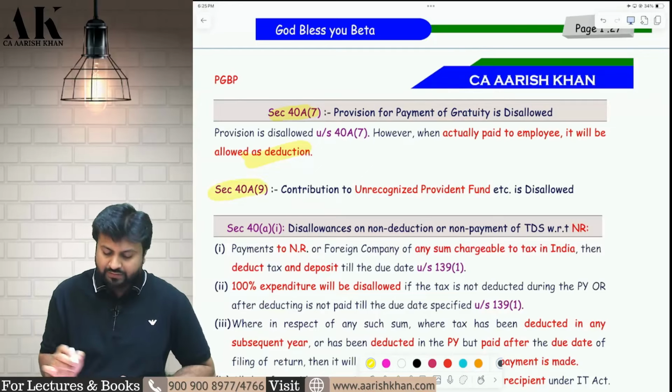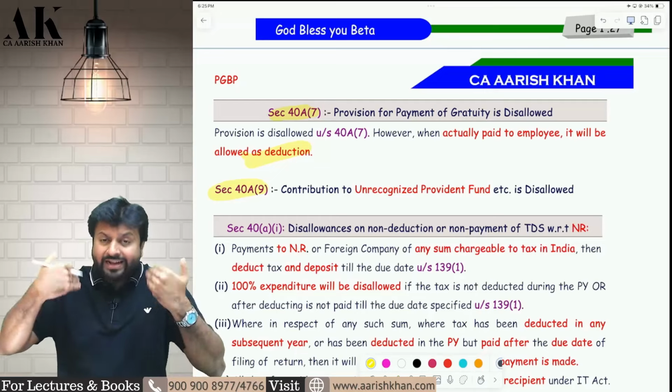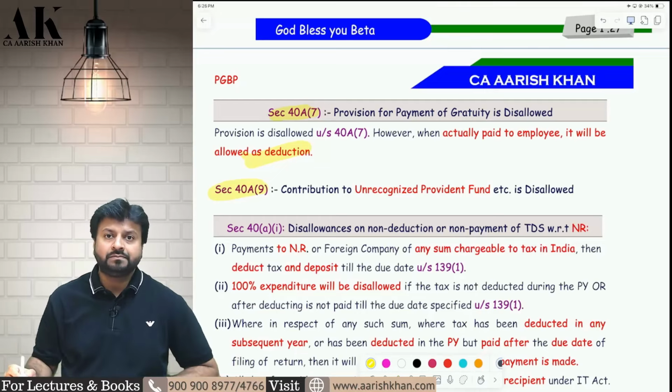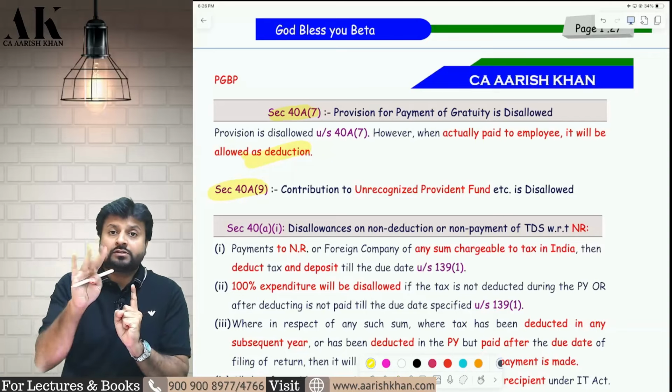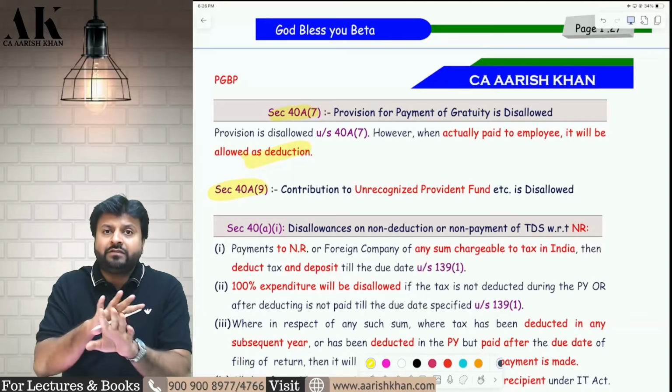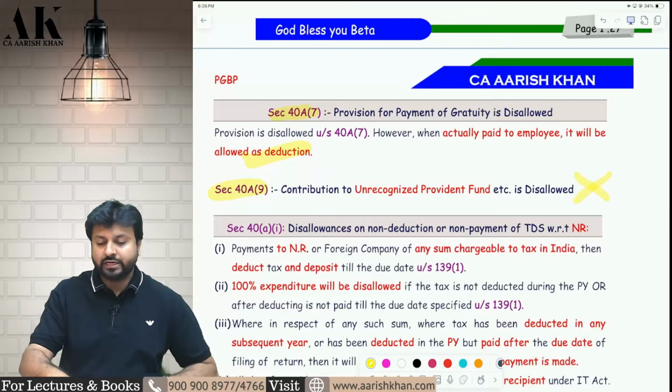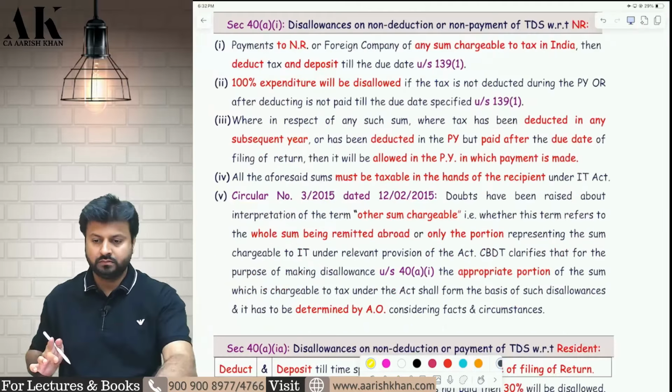Okay. Next one, 48.9. Contribution to unrecognized provident fund, that is disallowed. Only recognized provident fund is allowed under section 36 subsection 1 clause 4. If you contribute to unrecognized provident fund, that will be disallowed under the income tax law. Check it please. I hope it is clear to all of you.